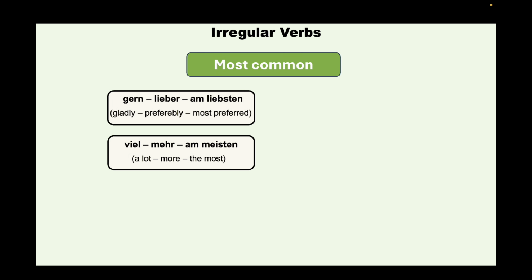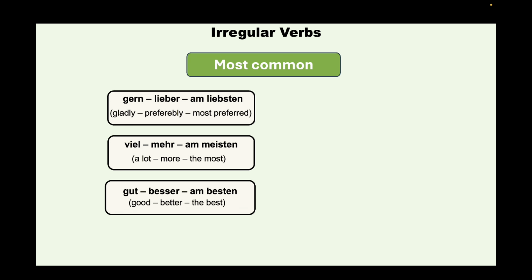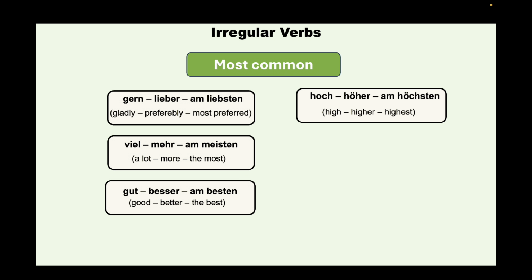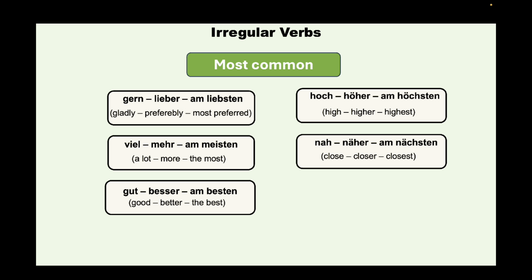Similarly, viel, which is the base form, which means a lot, will become mehr in comparative form, and am meisten, the most, in superlative form. Gut will become besser and am besten. So good, better, the best. Then hoch will become höher, am höchsten, which is high, higher, highest. And the last one, nah, will become näher, am nächsten, close, closer, closest.